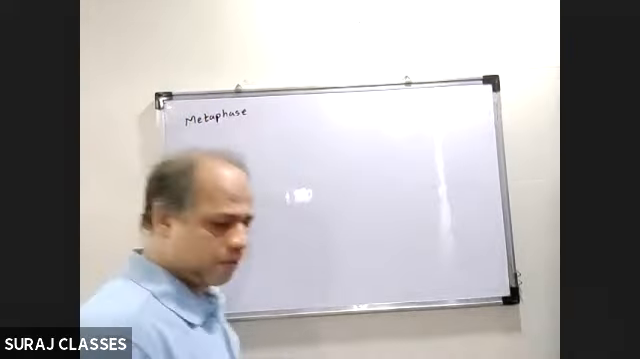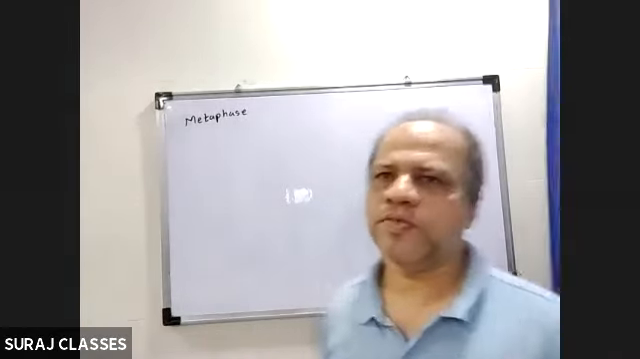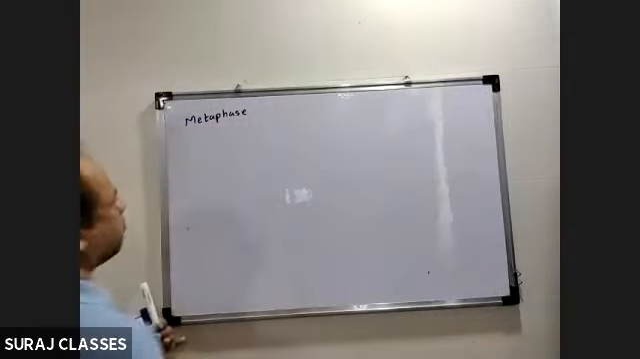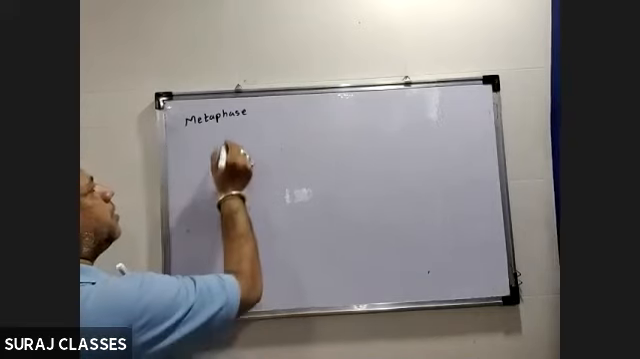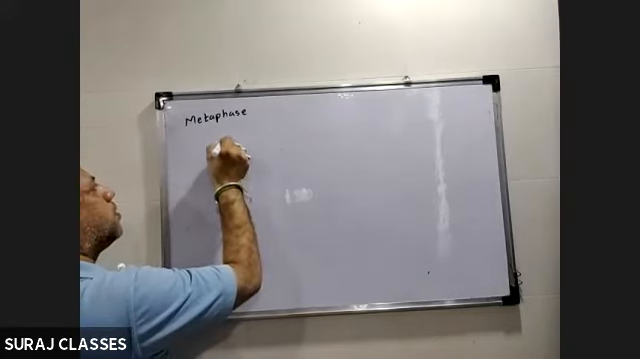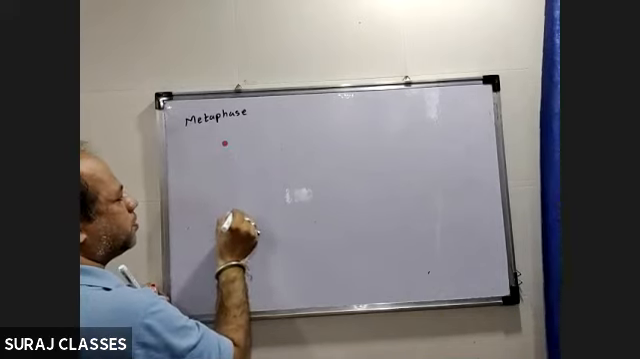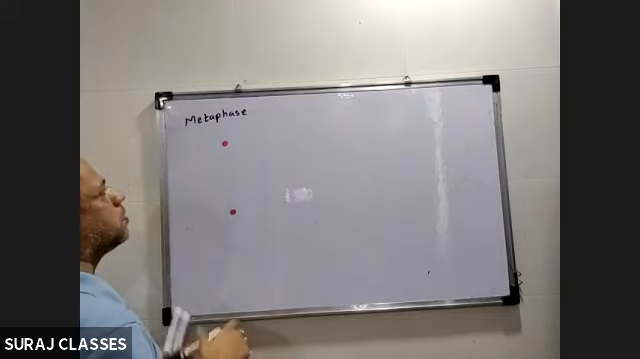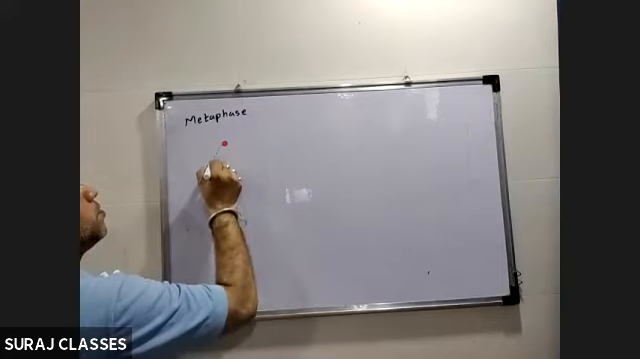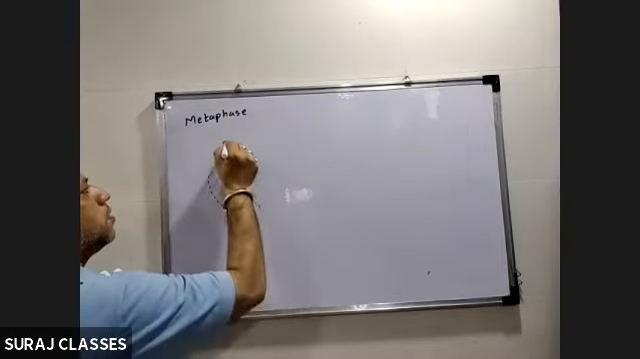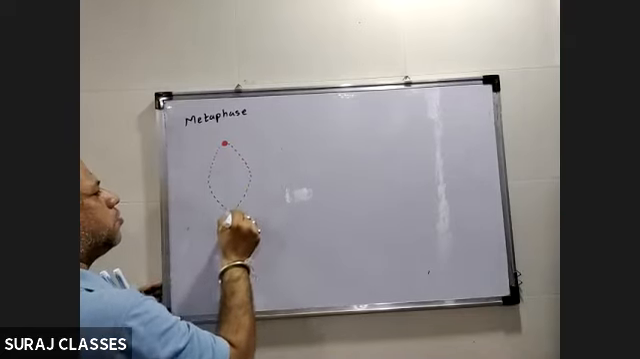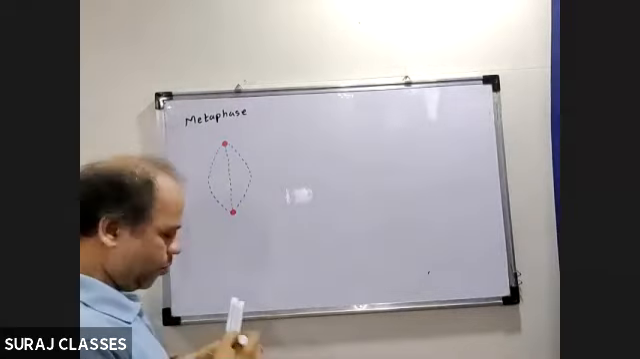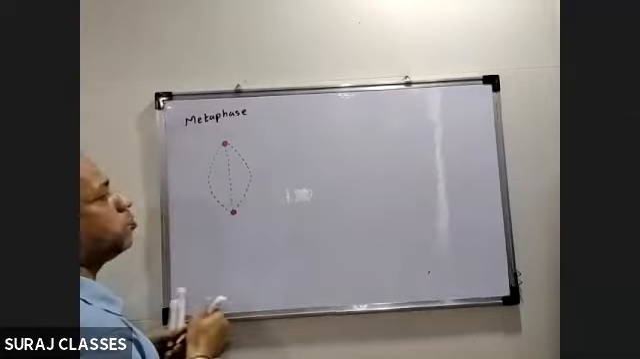Metaphase. So metaphase is a mid phase where the chromosomes appear in the equatorial plane. Here, right here, there is a centromere. The spindle proteins that are formed from the centromeres are appearing. The spindle proteins, what do they do? They hold the chromosomes.